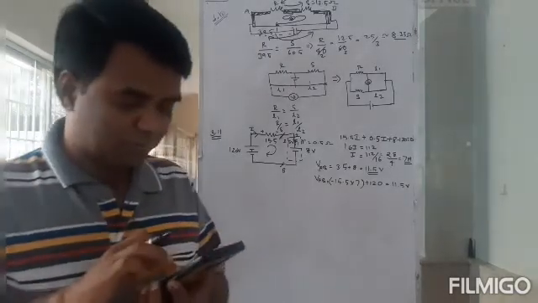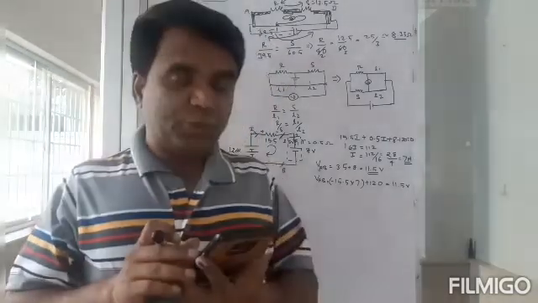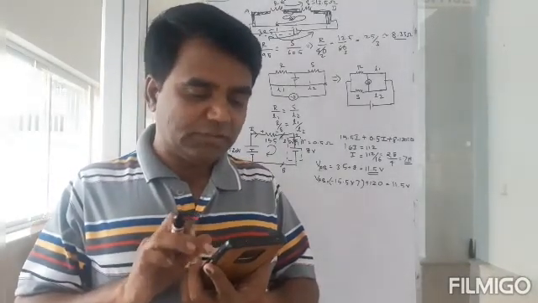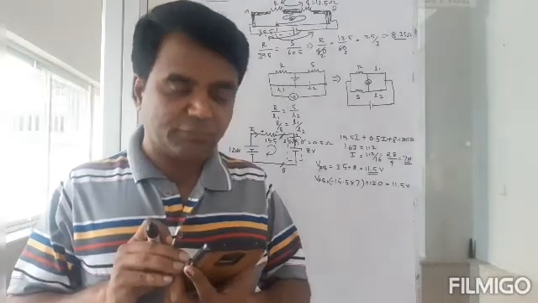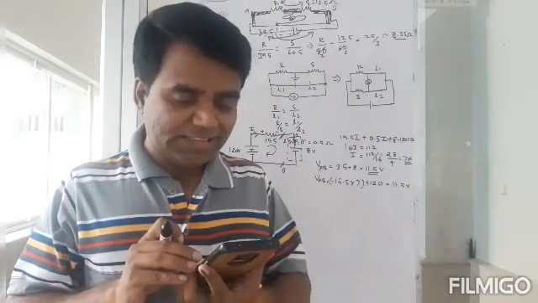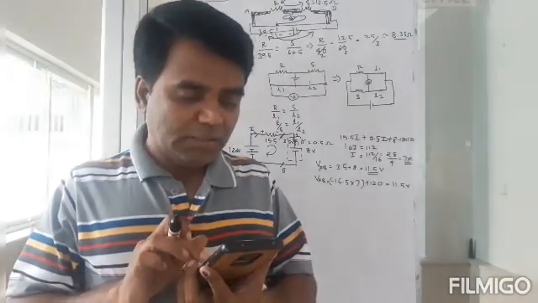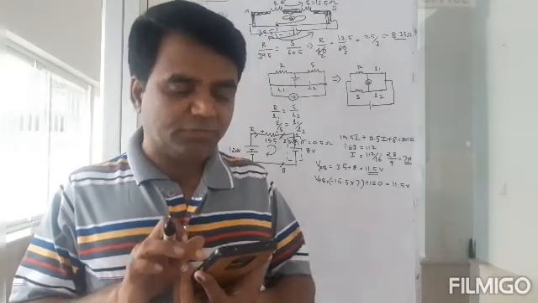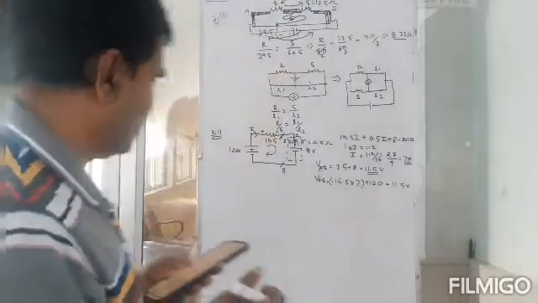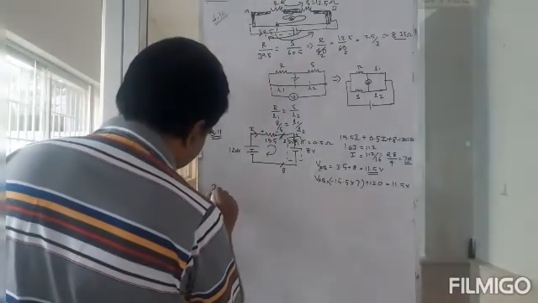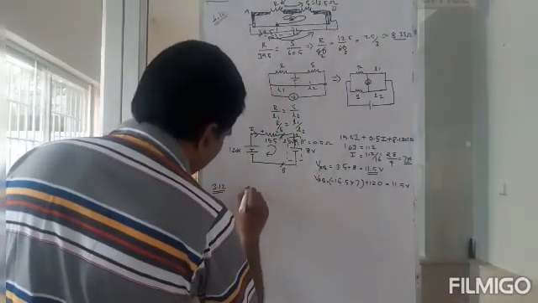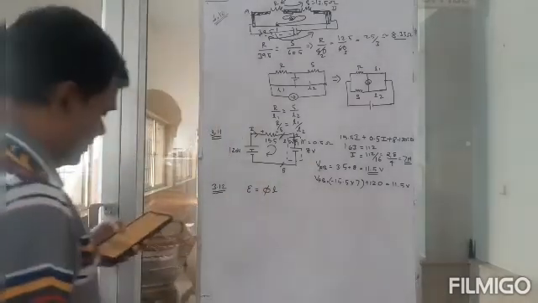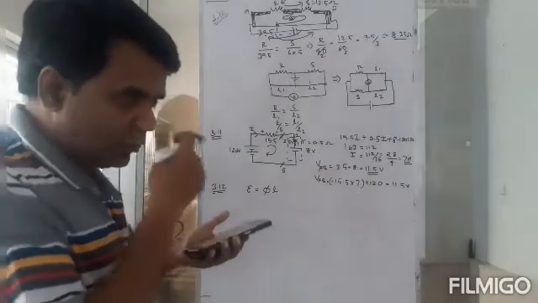And 3.12. In a potentiometer arrangement, a cell of EMF 1.25 volts gives a balance point at 35 centimeter length of the wire. If the cell is replaced by another cell and the balance point shifts to 63 centimeters, what is the EMF of the second cell? Okay, so what do we know? In potentiometer we know that E is equal to phi into L, right? So this is what we come across.